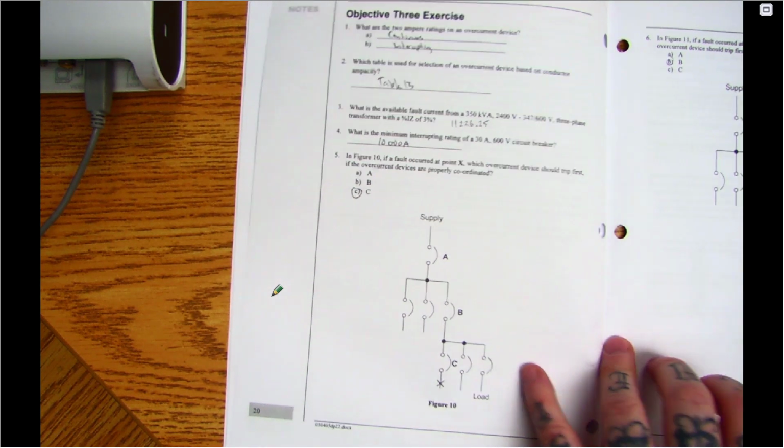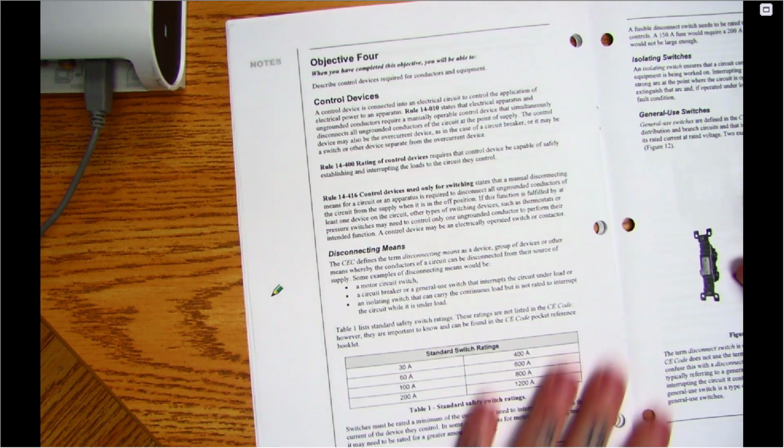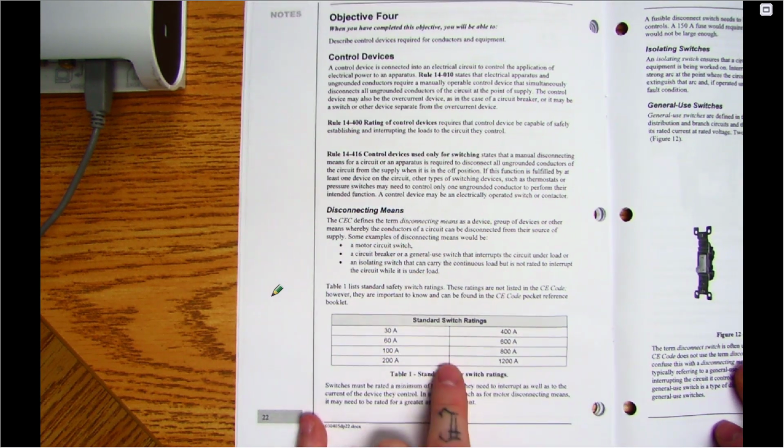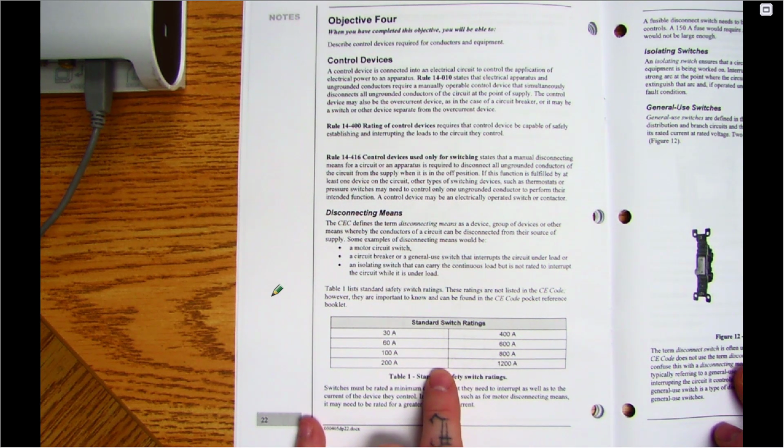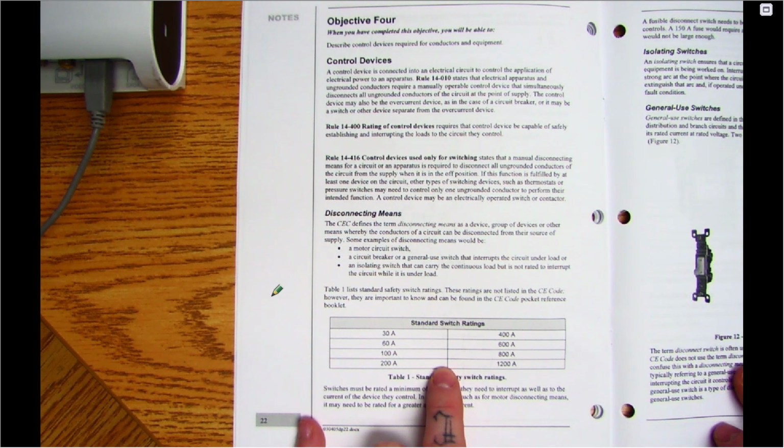Again, coordinated overcurrents, not too terrible, read through that. Control device, disconnecting means. These are standard switch ratings. This is what, when we size those taps, when it says the rating of the panel board, switchboard, these ratings normally are what you're going to see on those.